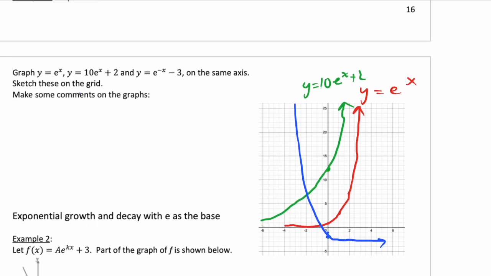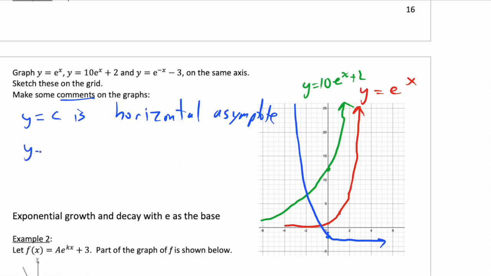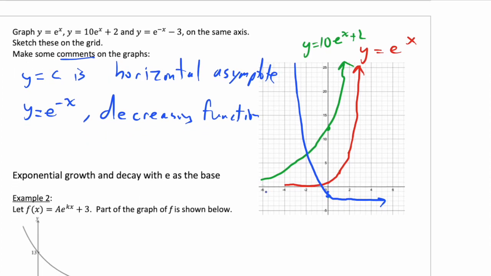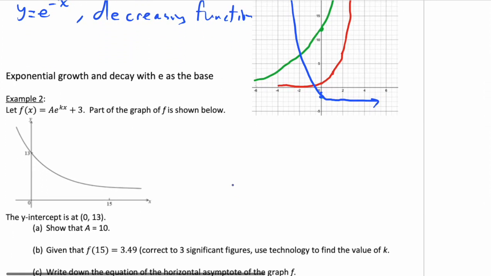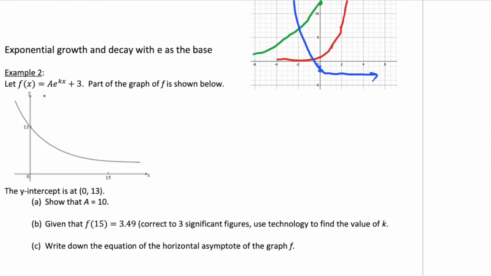Okay, so some comments would be that y equals c is the horizontal asymptote. That's about all you can gather from looking at these graphs. You could also say y equals e to the negative x, or any negative number, will give you a decreasing function. Anyway, they look just like normal exponential functions. And let's do some real-life examples now.